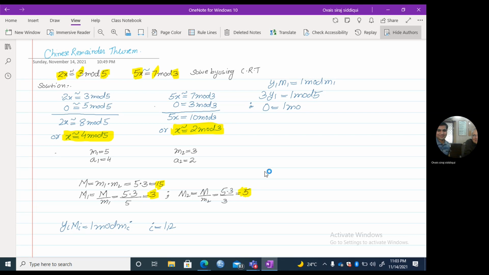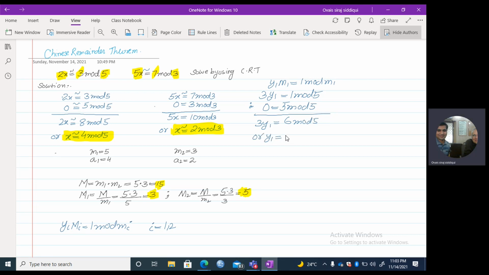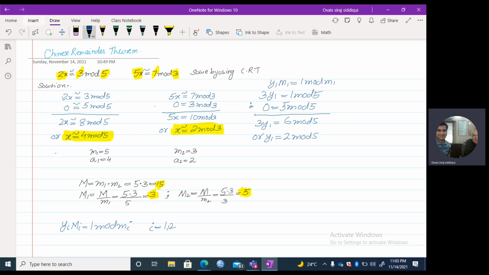यहाँ पे रिमाइंडर 0 बन जाए. तो रिमाइंडर 0 इस तरह से बनेगा, 5 mod 5 ले लो. Now 5 plus 1 is 6, so 3 y1 is 6 mod 5, or y1 is equal to 2 mod 5. Finally, we have the value y1.